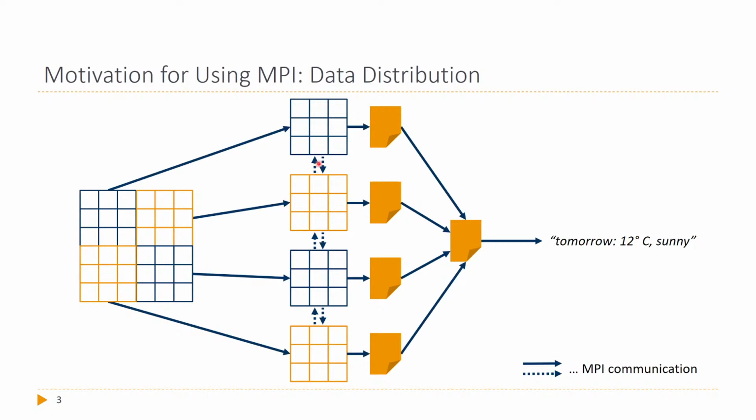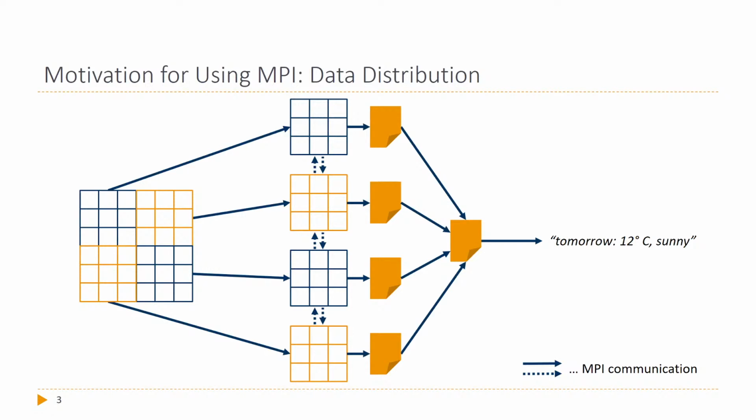There might be some communication in between those. There might not be, depends on your application and your problem. And for each of those sub-problems, you get a sub-solution, so to speak. So you will have 4 partial solutions that in the end somehow need to be combined, and you arrive at the result that tomorrow it's going to be, I don't know, 12 degrees and sunny, for example.